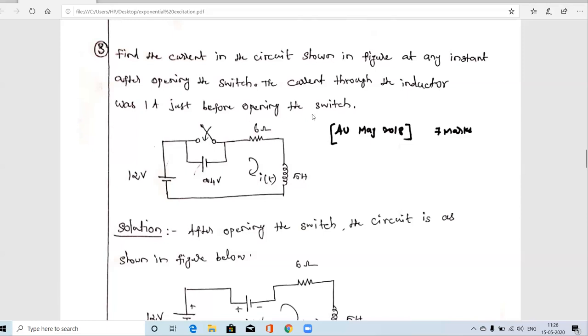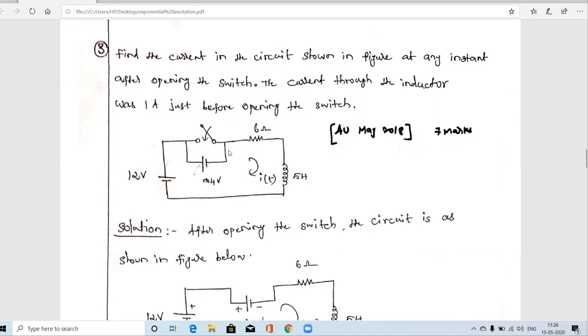So this is the given circuit. In the circuit you see a resistor and inductor connected in series, with two supply voltages. What is the supply? This is the DC source. This is one 12 volt battery. This is one 24 volt battery. Across this 24 volt battery there is one switch.